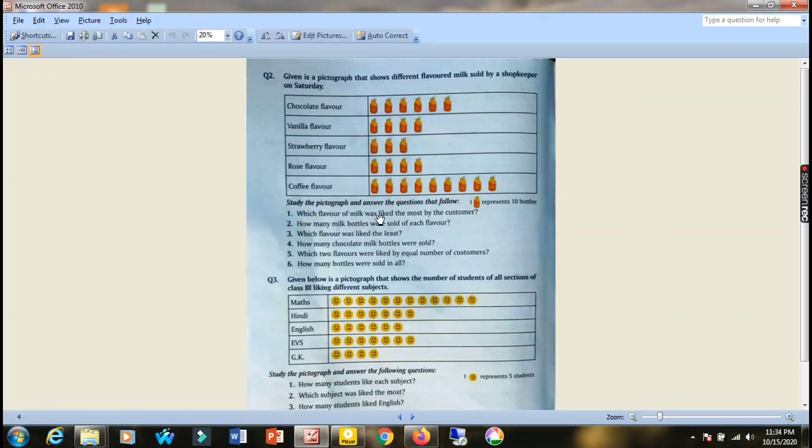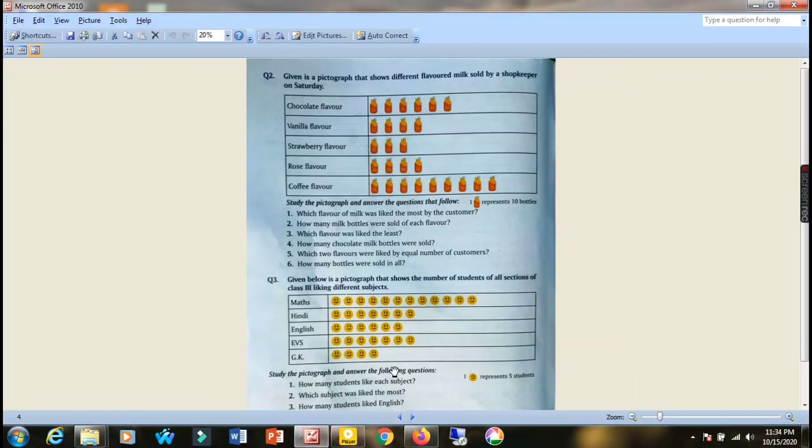Which flavor of milk was liked the most by the customers? Which flavored milk? Let us see. Coffee flavor. How many? 9 bottles were there, so 9 into 10 equals 90. No need to write this one. Okay, this is cut. Now next question.